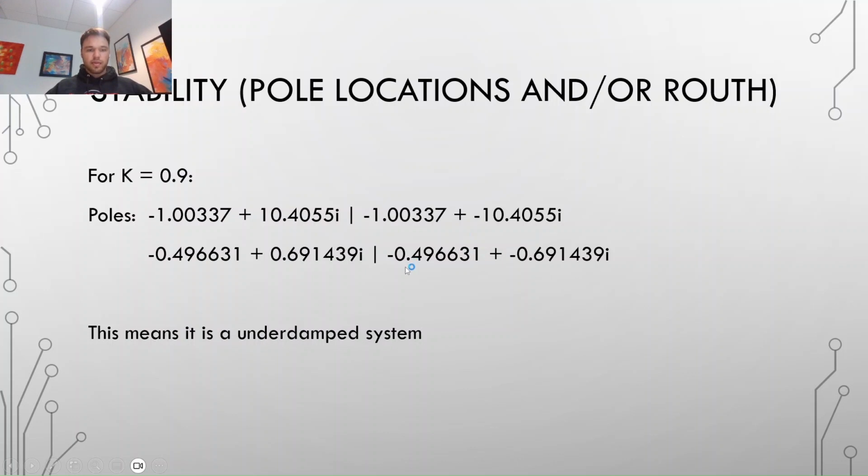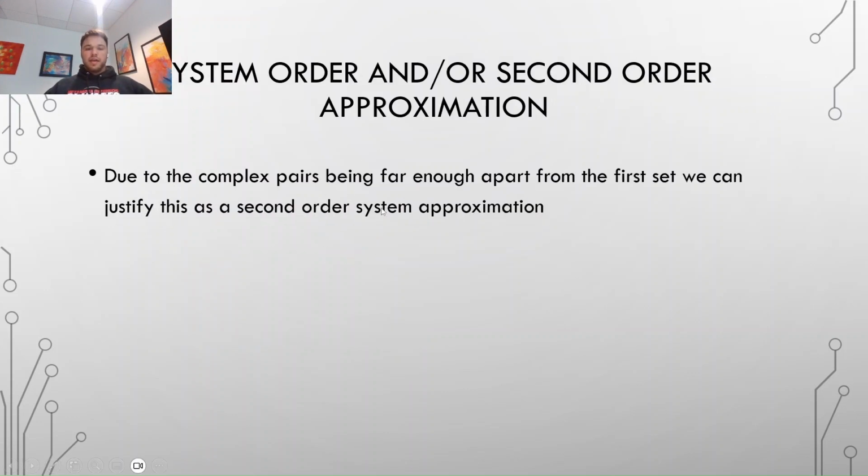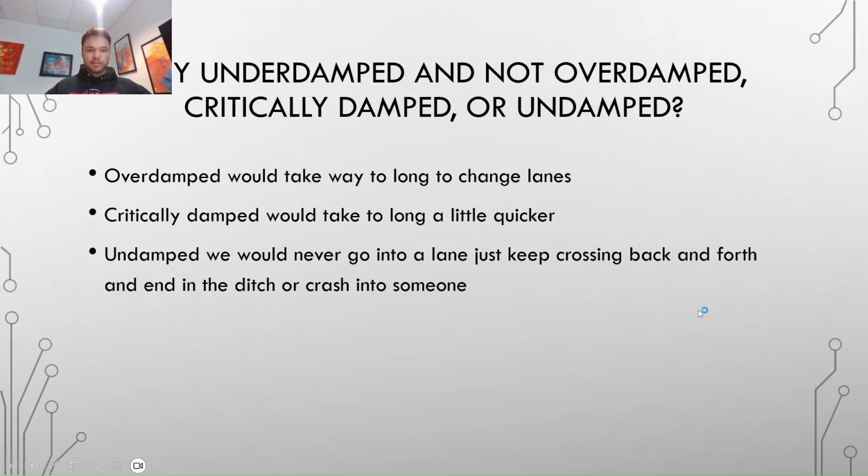And then stability, just going over this. These are my poles. And then since these ones right here are about a factor of 10 almost away from these ones, we're going to be able to say that this is going to be a second order system approximation, due to the complex pairs being way too far apart. This helps to justify that. And these are basically the same things that I mentioned earlier. Nothing changed in these. There's still a reason we're using the underdamped, neither of the others.